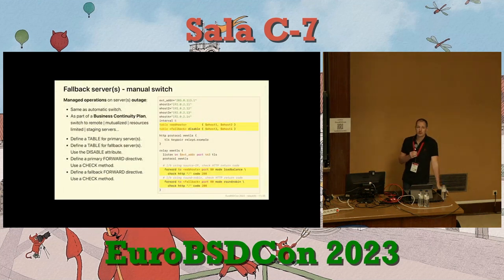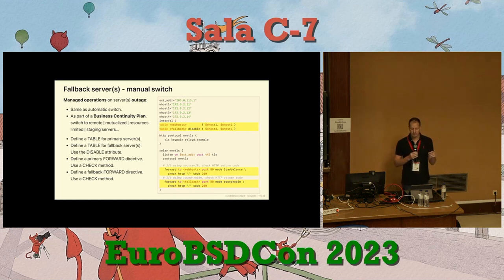Sometimes you don't want that automatic behavior to happen. For example, mostly in a business continuity plan, you may want to check things before redirecting your users to another server. For example, if those are remote servers, that implies latency, and you don't want this until you're sure that your primary servers are dead, or when those are mutualized servers, because they're not supposed to take all the load from the users, but you want to be sure that that's the right thing to do. In this case, and that's the second yellow line, you can set the disable option on the table, and this will tell RelayD to not do the automatic switch.